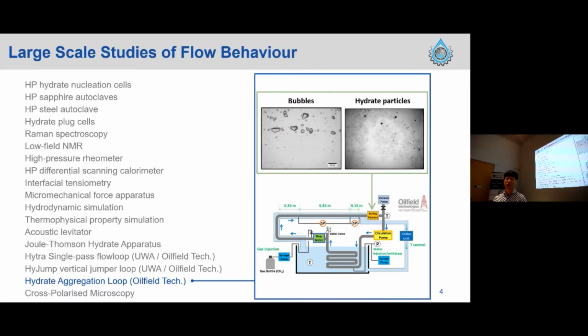This work used hydrate aggregation loop at oil field technology. And the key feature of this flow loop is an inline video camera installed here. And this enables us to observe bubbles or hydrate particles in flowing water.